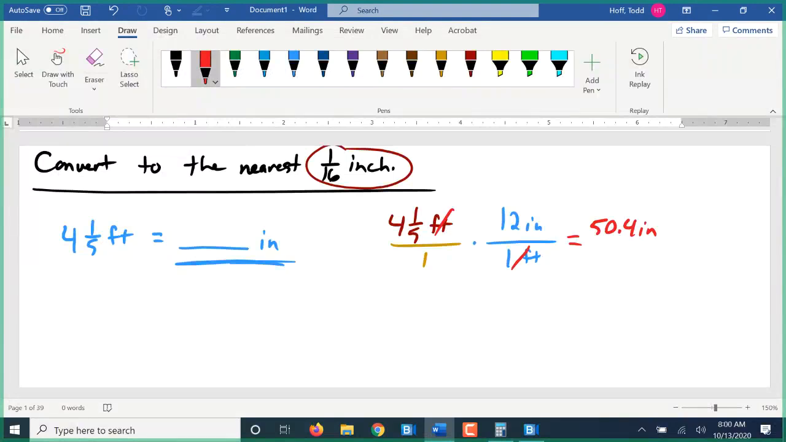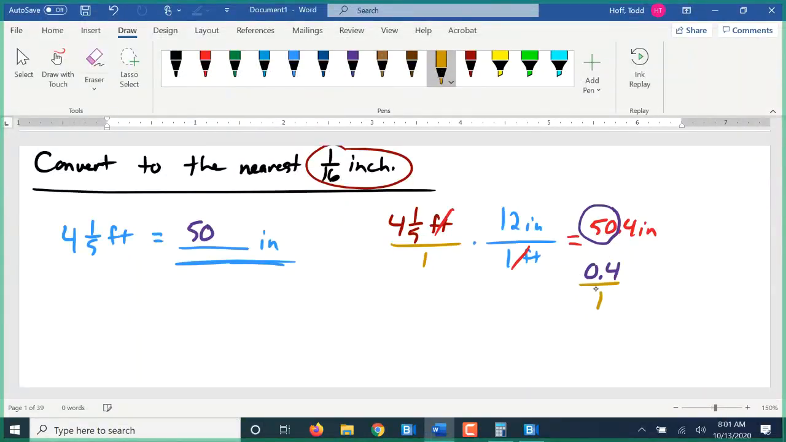We need to convert that to the nearest 16th of an inch. To do that, we keep the 50. The part in front of the decimal point is not going to change. So there's going to be 50 in our answer for whole inches. It's that 0.4 that we need to work with.